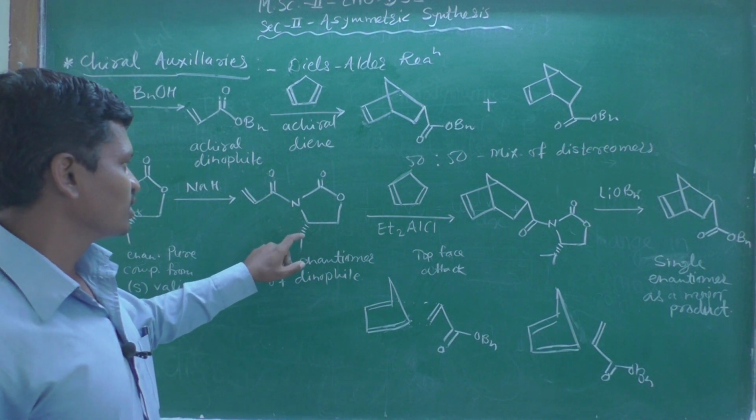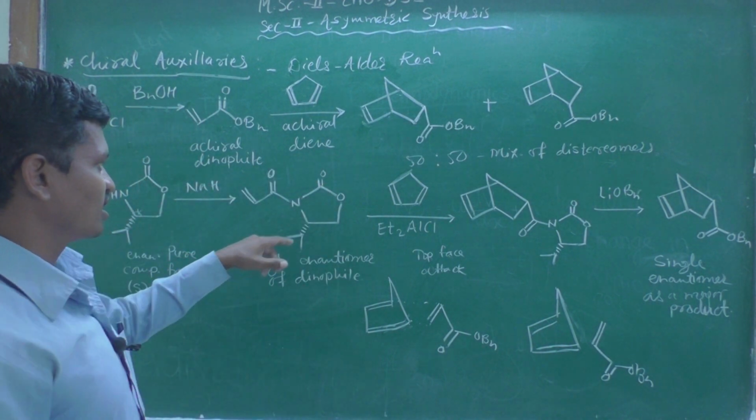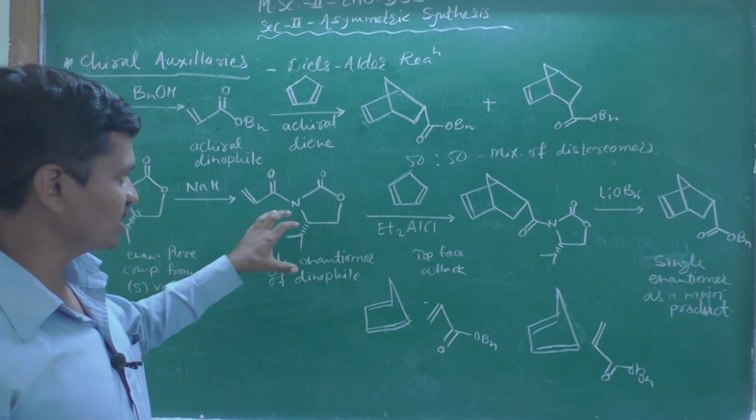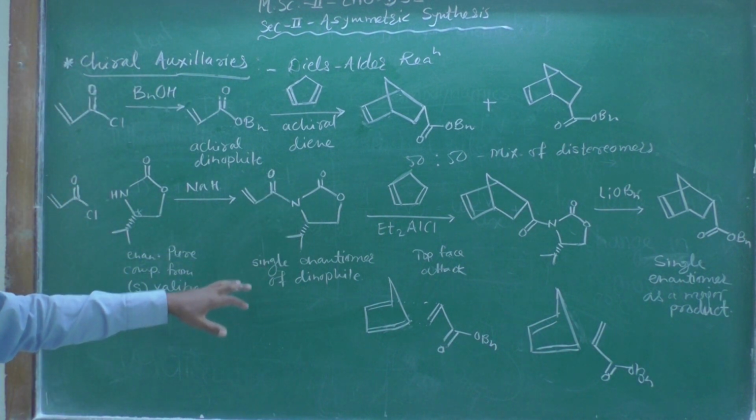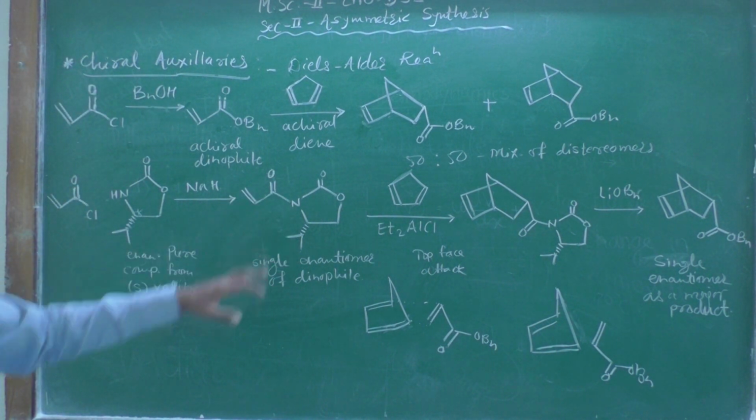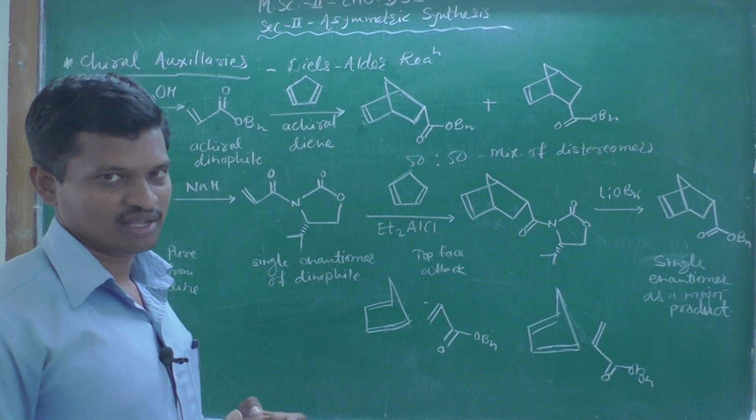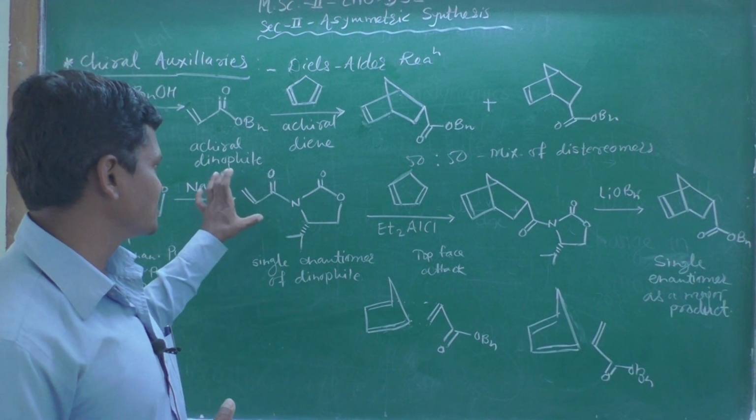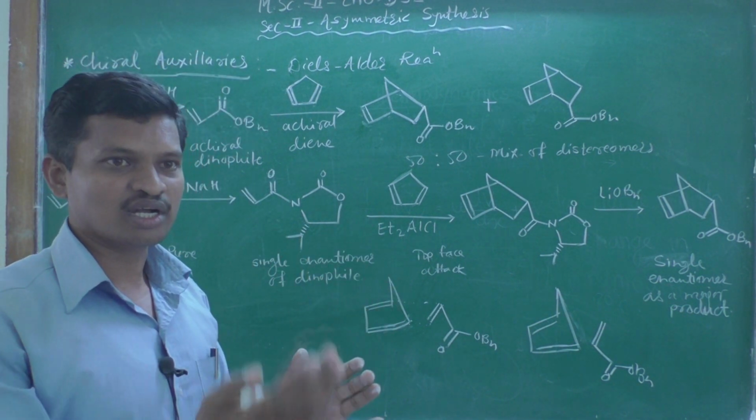Now see the structure of this dienophile. When you look carefully, you can easily observe that one side of this dienophile has steric hindrance, and only one side has less crowding. There is no crowding at all on one side. So such a dienophile can orient in space when it comes across the diene.